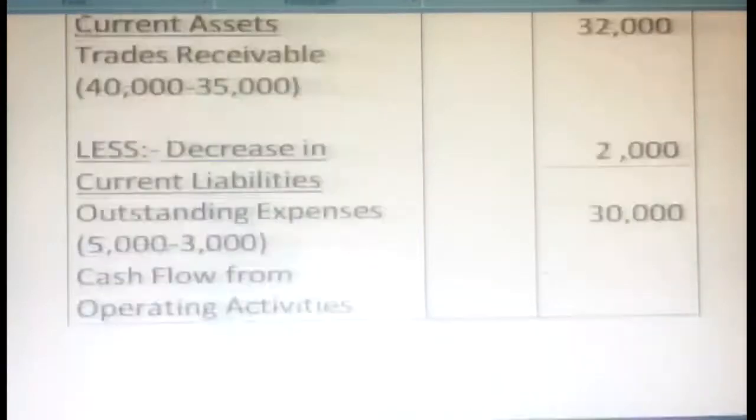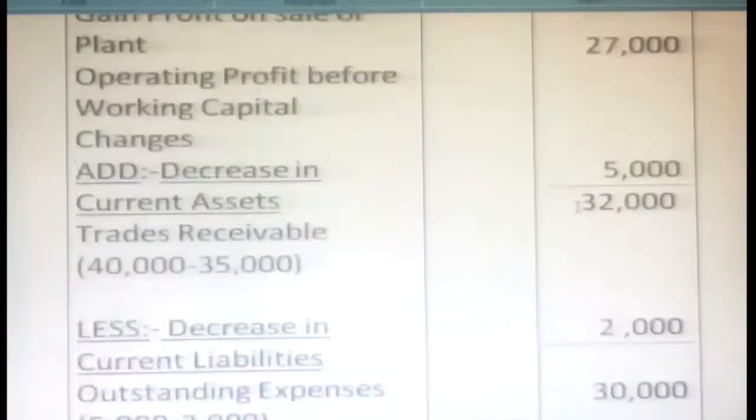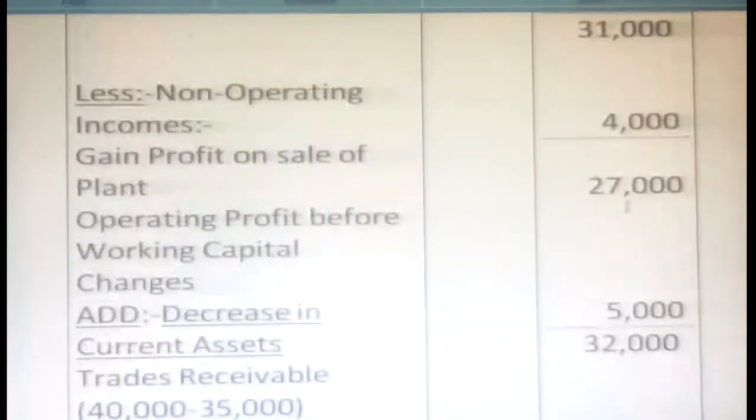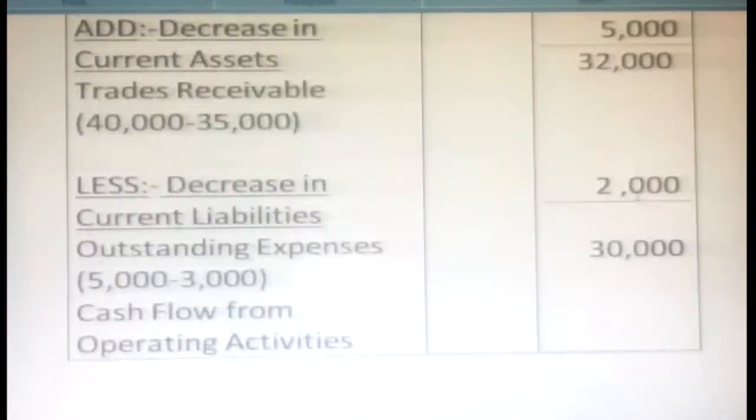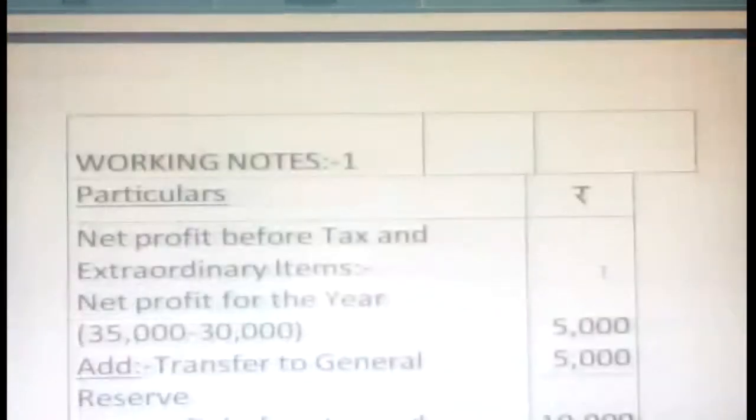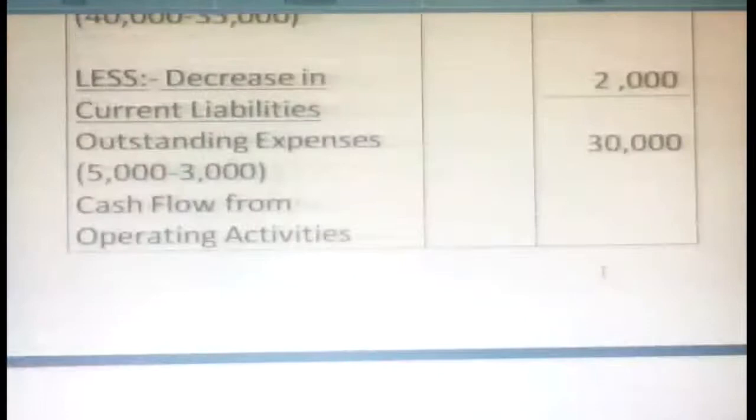Thereafter, current liabilities, outstanding expenses: 5,000 became 3,000. That is a decrease in current liabilities, so 2,000. So here 27,000, thereafter 5,000 added for our decrease in current assets, thereafter decrease in current liability 2,000. We got 30,000. From that we get cash flow from operating activities.